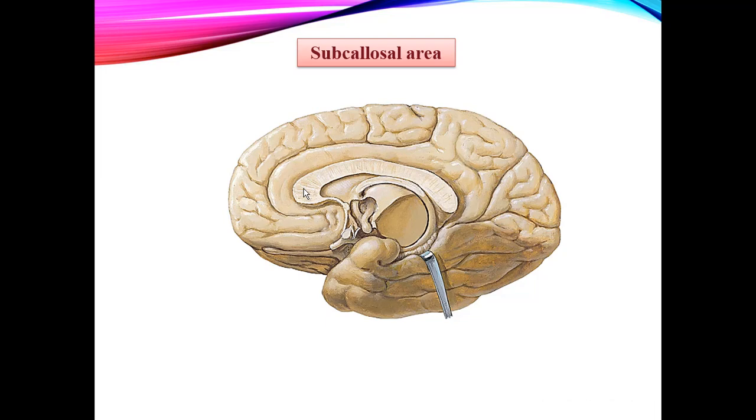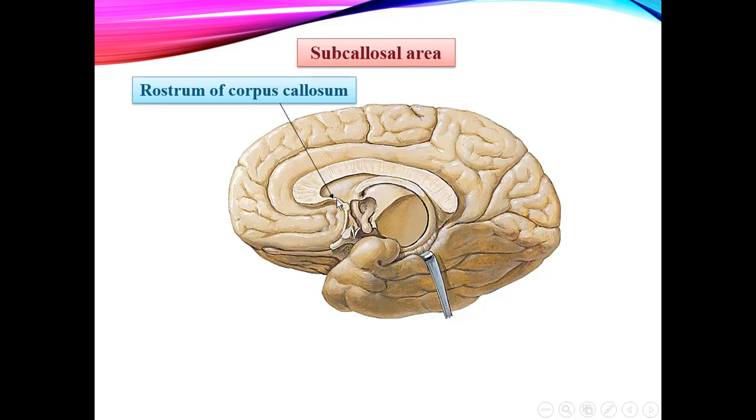contains 4 parts, and this part of the corpus callosum is called the rostrum. Here is the rostrum of the corpus callosum, so we can say the subcallosal area is located inferior to the rostrum of the corpus callosum, and this structure is the lamina terminalis. As you see, the subcallosal area is located just in front of the lamina terminalis.